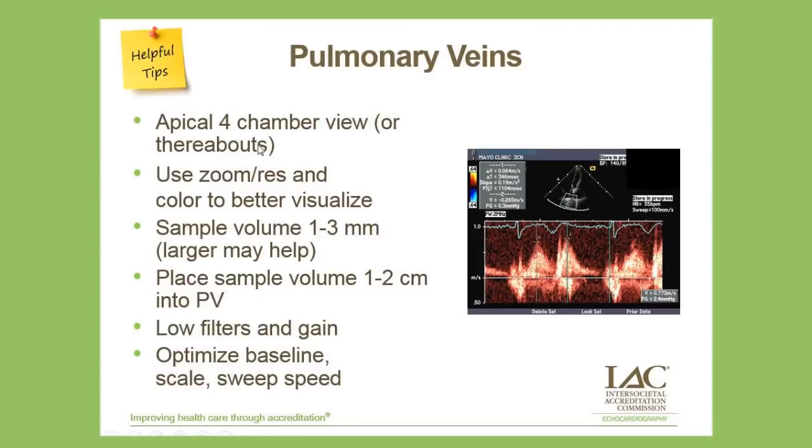So in the pulmonary veins, typically you're in the apical 4-chamber view, or thereabouts, because sometimes if you angle a little bit to a long axis view or tip up to a 5-chamber view, you can actually see the flow better. Turn your color on so you can see where that flow is coming in through the pulmonary veins. Use zoom or res, and that'll help you see where the pulmonary veins are entering the LA. Sample volume, typically 1 to 3 millimeters. I find that larger is a little bit more useful, and you want to put that sample volume about 1 to 2 centimeters into the pulmonary vein if you can. Filters and gain should be low, and you want to optimize the baseline, scale, and sweep speed.